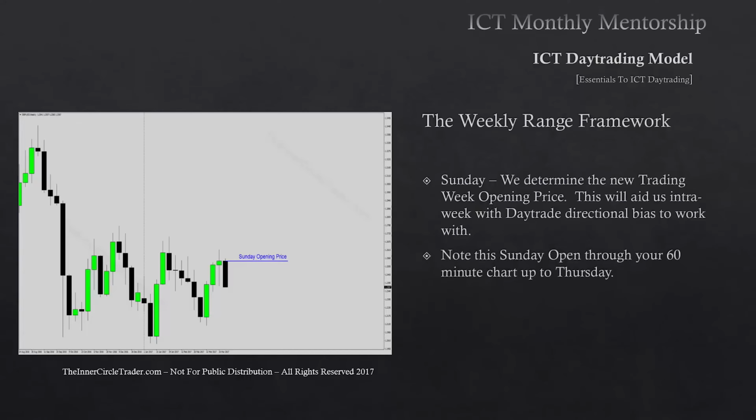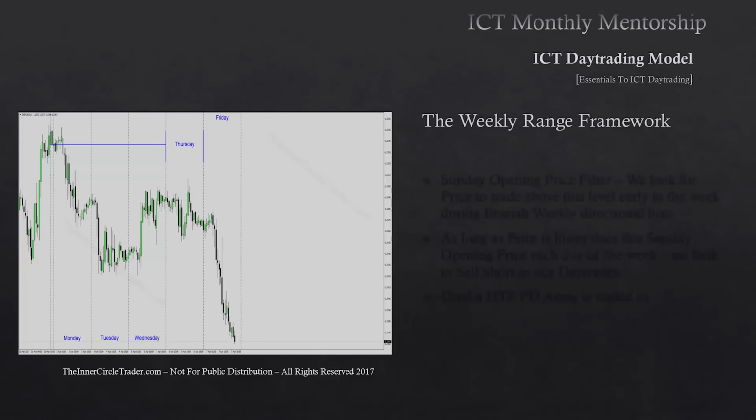But we're going to note this Sunday opening, and we're going to draw it out in time all the way through our 60-minute or 1-hour chart all the way up to Thursday. What we do with this is we take that opening range price from Sunday and we draw it out on our hourly chart, and we draw it all the way until Thursday. Now, why Thursday? Well, because your profiles say on Thursday you could see a reversal unfold for the week. So while we do have some rules that we're going to be sharing with you here, Thursday may change that entirely.